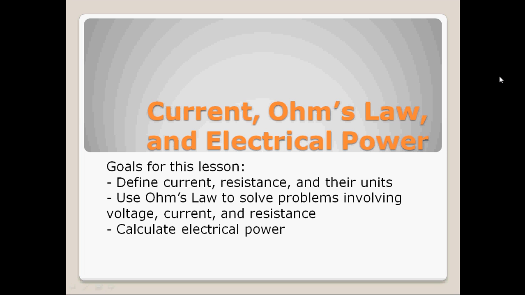So our 3 basic goals for this unit are to define a few terms, first current and then resistance. These are 2 essential concepts to understanding how circuits work. Next, we're going to start relating those things using Ohm's law, which is like the mother of all electricity formulas that you will encounter in this unit. And the last thing that we will look at is electrical power and how to calculate it.